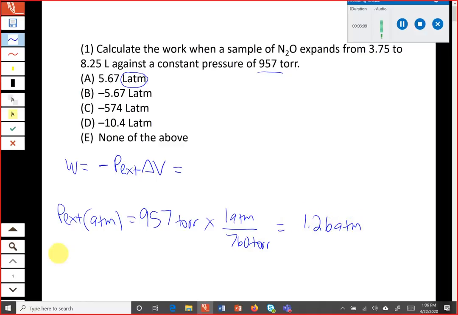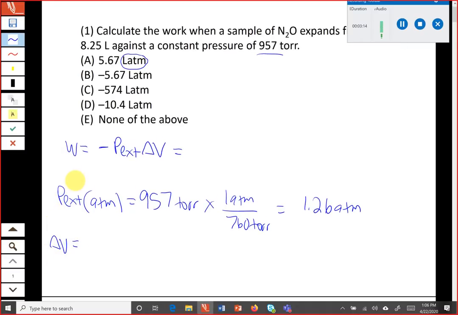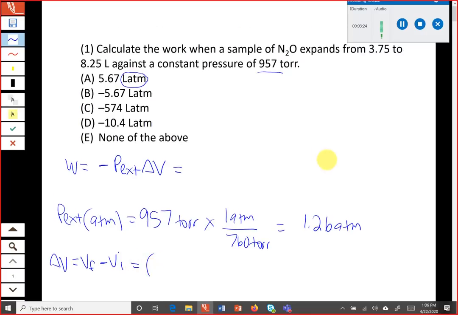And then remember that delta V, anytime you see the Greek capital letter delta, which looks like a triangle, that means final minus initial. So that's going to be VF minus VI, where F is final, I is initial. And so if we put those numbers in, we see that the gas expands from 3.75 to 8.25 liters. So the final volume is 8.25, and the initial is 3.75. And so our delta V is going to be 4.50 liters.